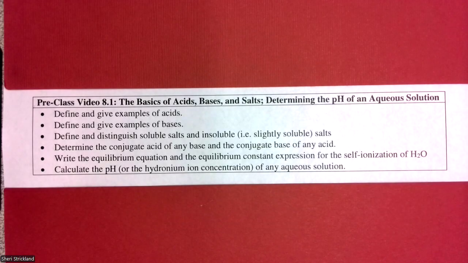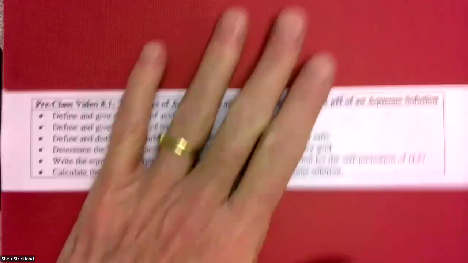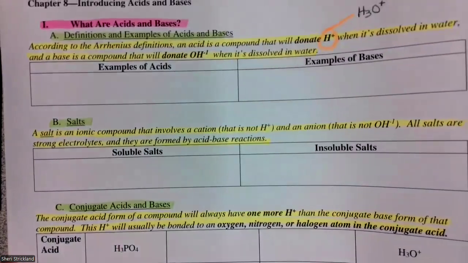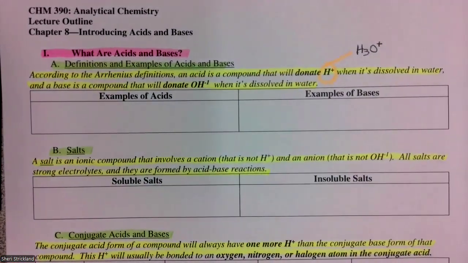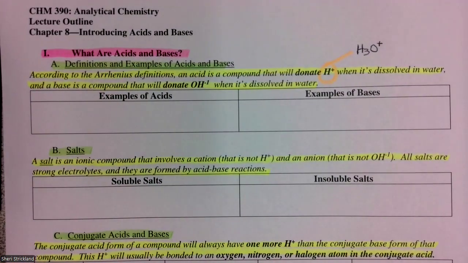In this video, we will investigate the basics of acids, bases, and salts, and talk about determining the pH of an aqueous solution. Take a minute to read through these student learning objectives. These are the things you should be able to do by the end of this video, so that you're ready for the more difficult things we will do together in class. So some or all of this may be review for you, which is fine. I just want to make sure everybody has what they need.